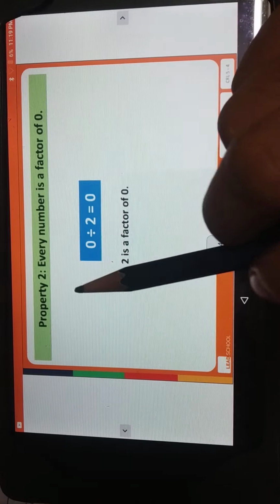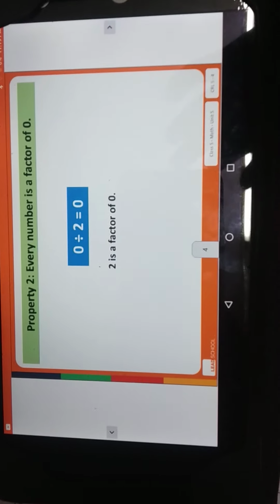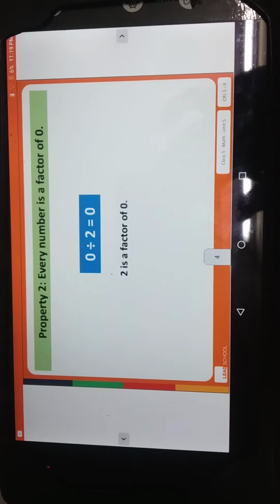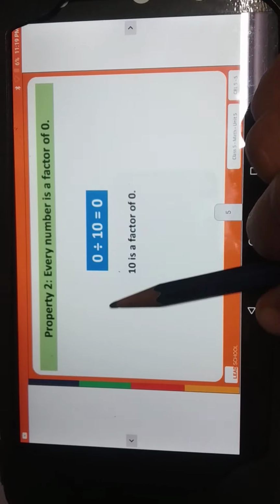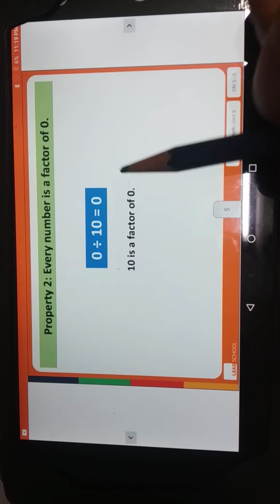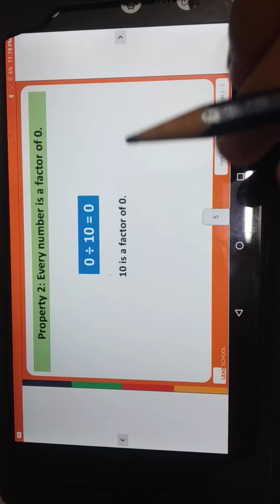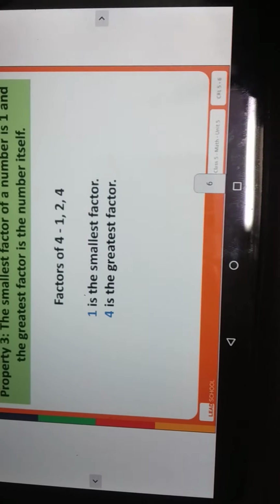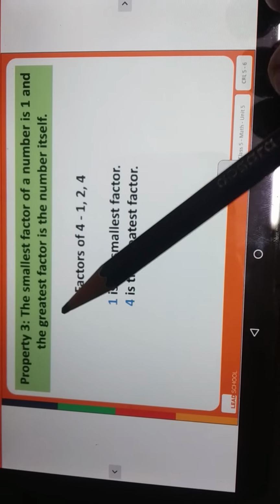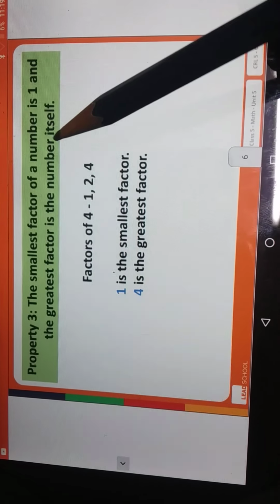Now next one, 0 divided by 2 is equal to 0, so 2 is a factor of 0. Then next one is 0 divided by 10, so 10 is a factor of 0. Okay, then property number 3: the smallest factor of a number is 1.